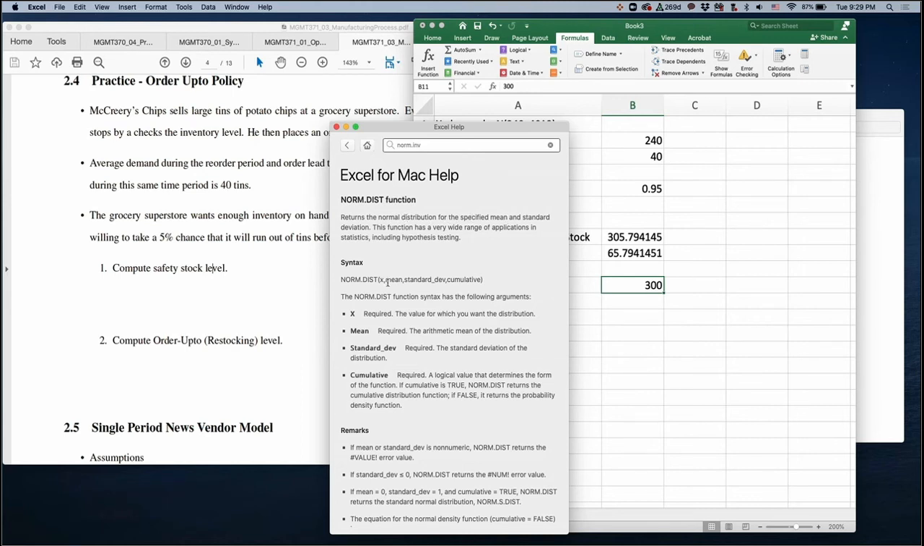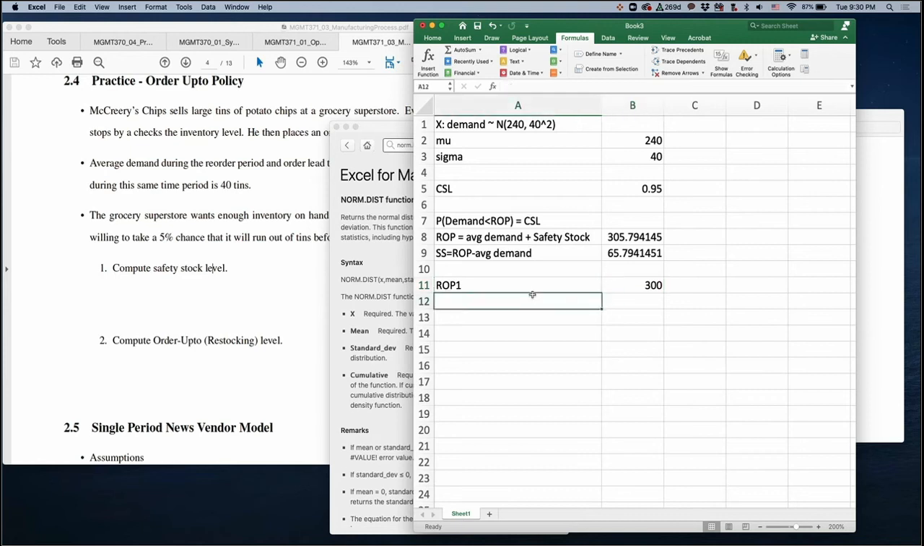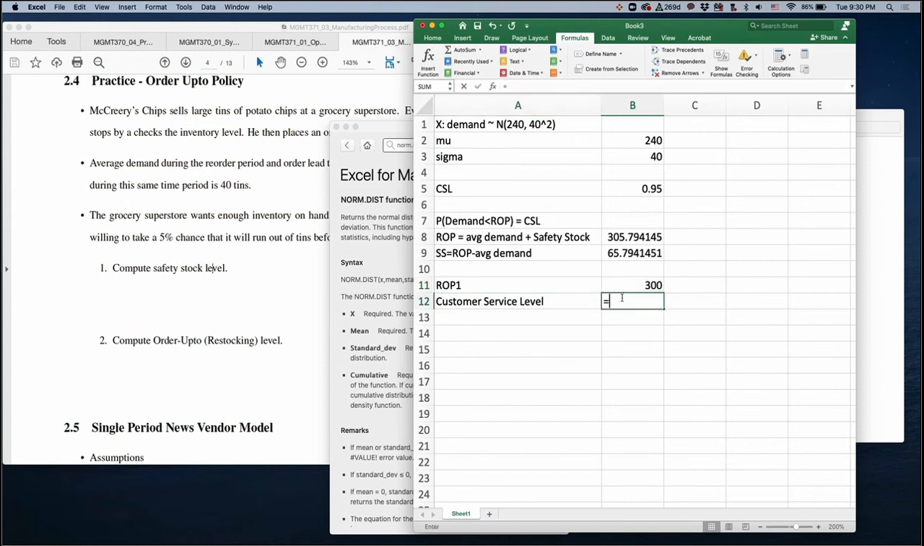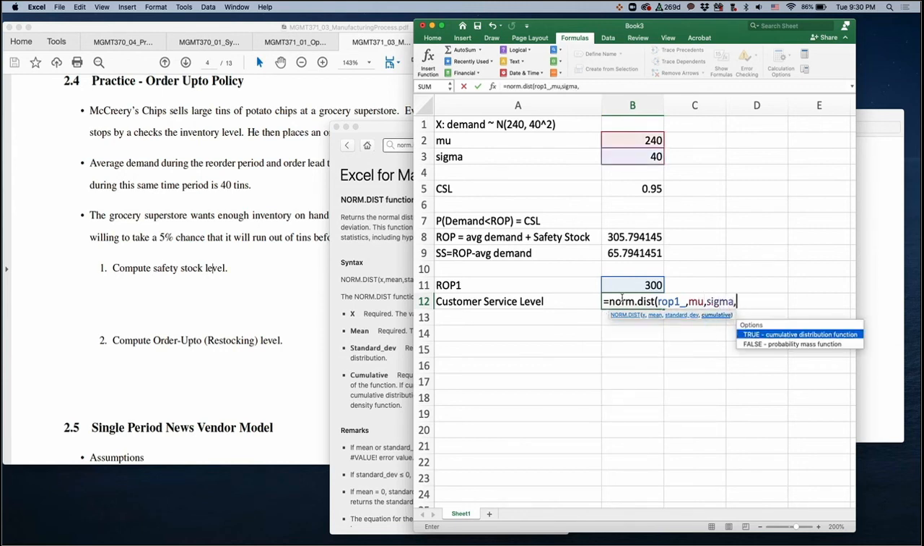So now what is CSL? At this point we have the ROP first, and now you can compute the customer service level. You compute the normal distribution function NORM.DIST where X is ROP. I added this name first to use a very simple format. So X is ROP1, then comma, the mean is mu, the standard deviation is sigma, and cumulative is TRUE. You have to compute all of this left-sided area, which is why you use cumulative.